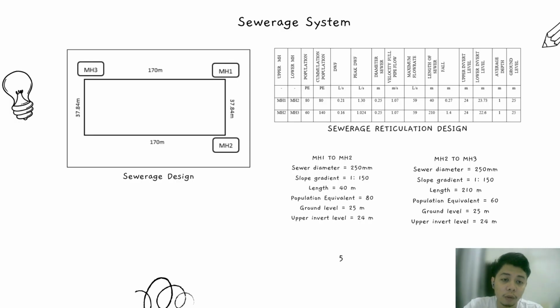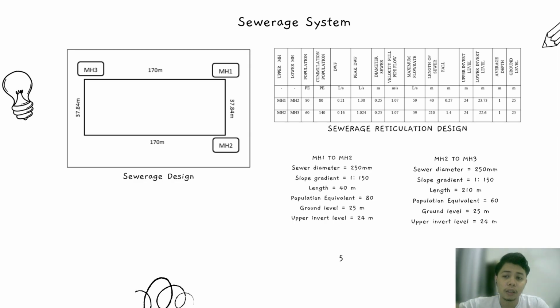Assalamualaikum and hi, my name is Muhammad Faisal Irwan bin Mokhtar, and now I want to present the sewage system. We decided to make 3 manholes for our design. Total PE in our project area is 140. Then we divide it into 3 areas. Manhole 1 to manhole 2 population equivalent is 80.